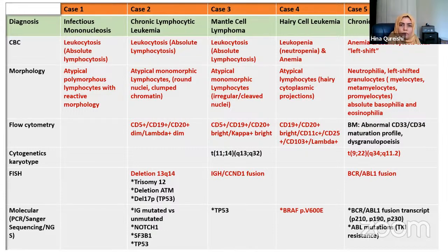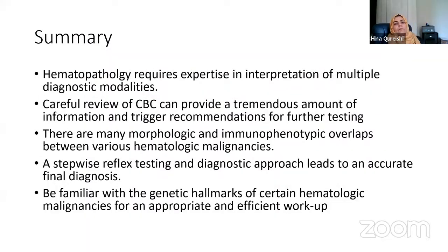So this was basically an overview of how the diagnostic workup leads to an accurate and more efficient diagnosis. So just some take-home points: as a hematopathologist, you require expertise in interpretation of multiple diagnostic modalities. You can do a careful review of the CBC because it can provide a tremendous amount of information, and it can trigger a recommendation for further testing. And there are many morphologic and immunophenotypic overlaps between various hematologic malignancies. We saw the example of CLL and mantle cell because phenotypically they both are CD5 positive, but then there are subtle things that are different in the phenotype and morphology.